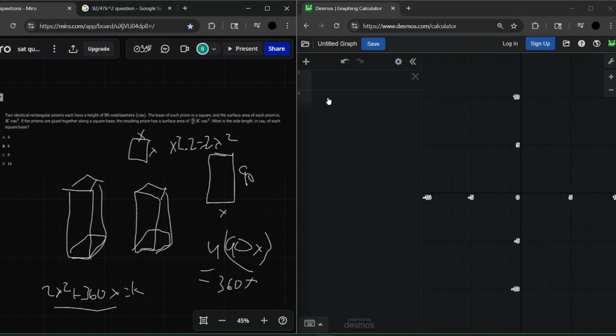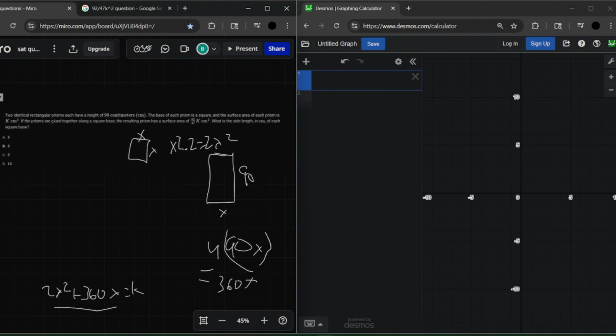Now here's where Desmos is going to come into play. We're saying this is equal to k, and we're saying the resulting prism, when these two are glued together, so let me not get ahead of myself. Let me show you how this would work. Let me draw a bigger one altogether. It just has a larger height, but it's going to have the same square base. The height is going to go from 90 to 180.